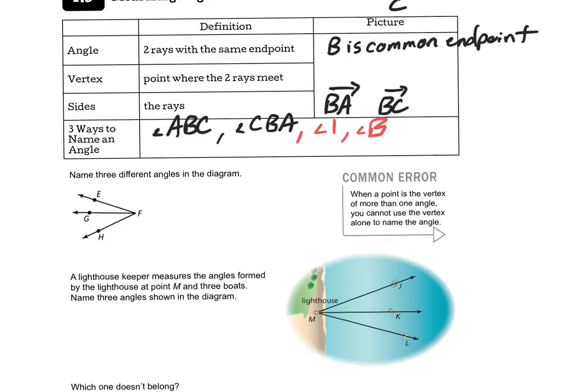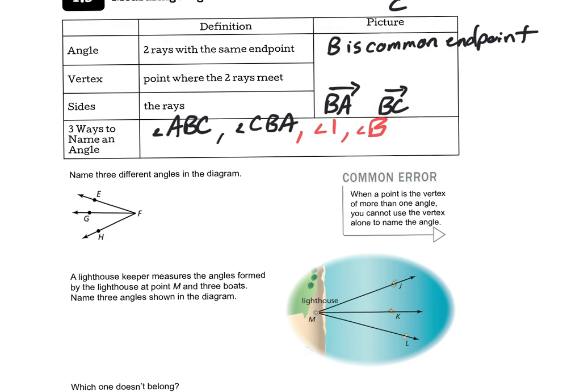I could not do that here, okay? If we notice this one here, we have this angle here that meets at F, and then we have this angle here that meets at F. So I can't say angle F, because if I say angle F, which angle am I talking about? I could be talking about this little angle right here, I could be talking about this little angle right here, or I could even be talking about this big one right here. So there's really three different angle F's I could be referring to. So that's why we can't say angle F.